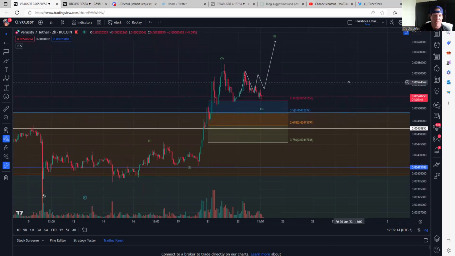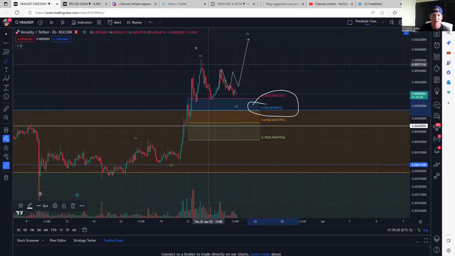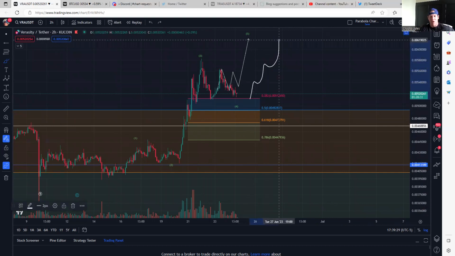But for now, there's no reason for me to assume that we're not going to hold this support level here. I'll keep my eye on it, and I'll keep these charts updated. What I'm looking for is that area to hold, and then a pop up for our 5, and then some sort of a retracement with a break back above. So that's what I'm looking for.